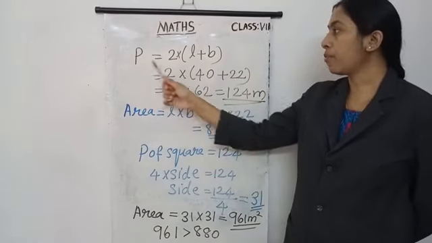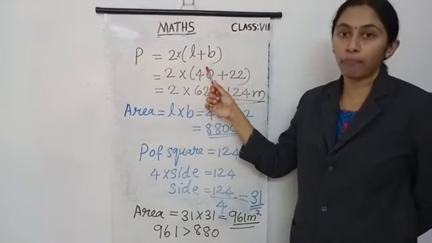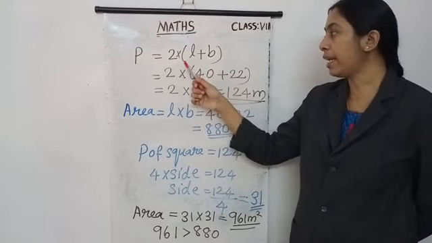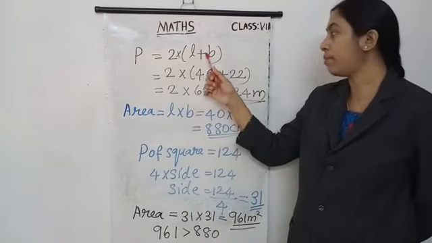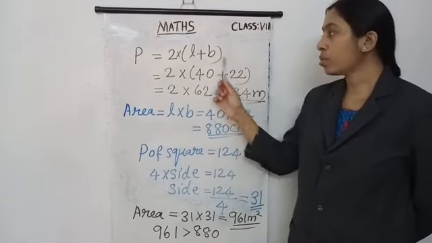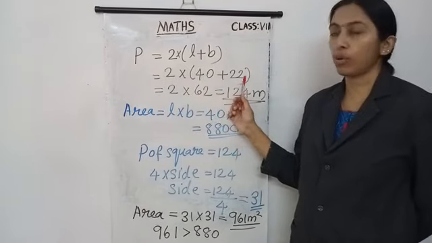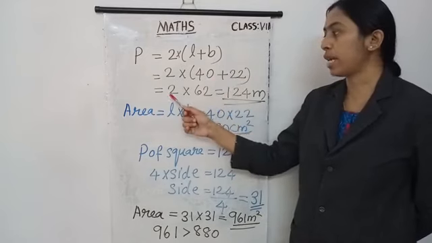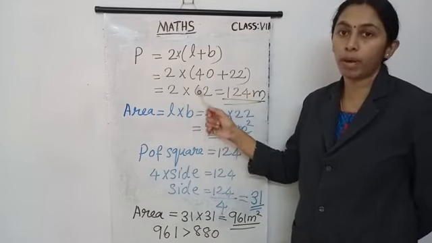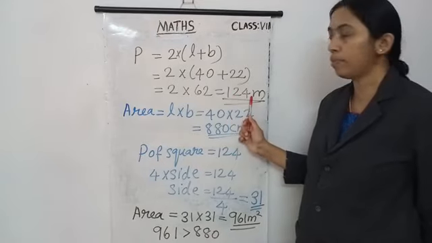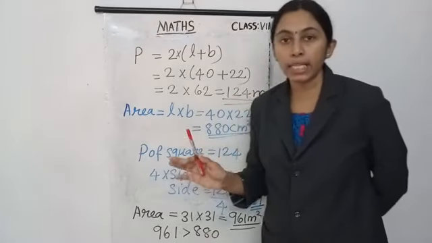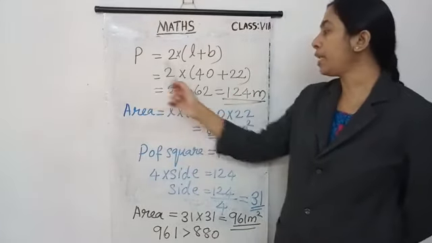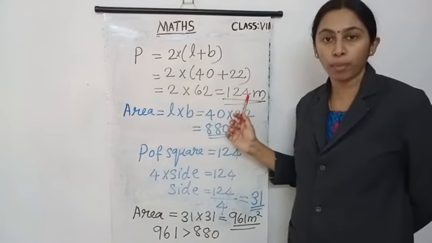So perimeter of a rectangle is 2 into (L plus B). Now substitute, given length equal 40 and breadth equal 22. So 2 into (40 plus 22). Now add 40 plus 22, we get 62. That means 2 into 62. Now multiply, we get 124 meter. So the rectangle shape has perimeter 124 meter.